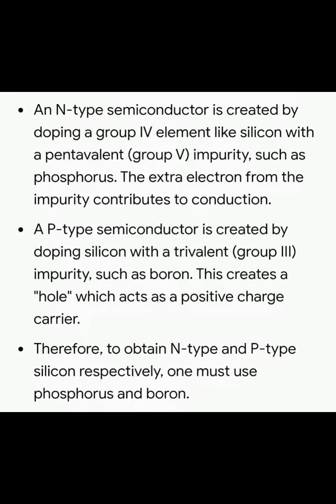The first question is, an N-type and a P-type silicon can be obtained by dash. An N-type semiconductor is created by doping a group 4 element like silicon with a pentavalent impurity such as phosphorus. So the extra electron from the impurity contributes to conduction. And a P-type semiconductor is created by doping silicon with a trivalent impurity such as boron. This creates a hole which acts as a positive charge carrier. So to obtain N-type and P-type silicon, we must use phosphorus and boron. So the answer is option C.